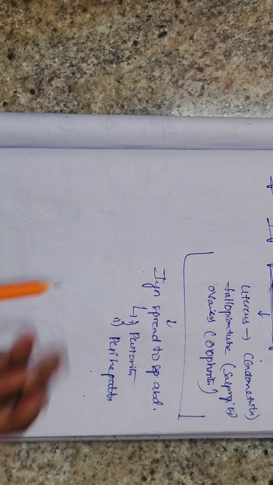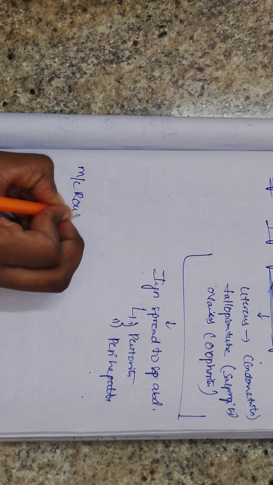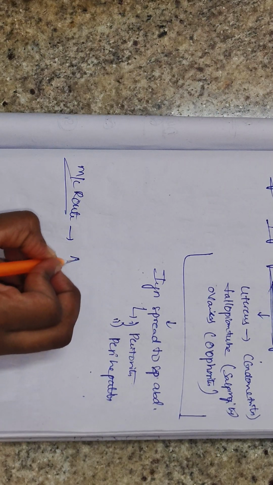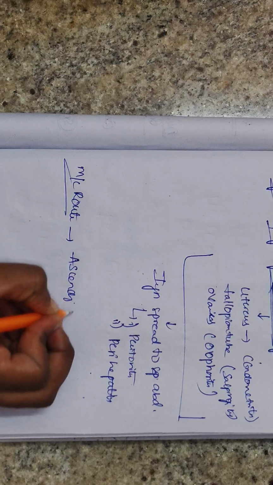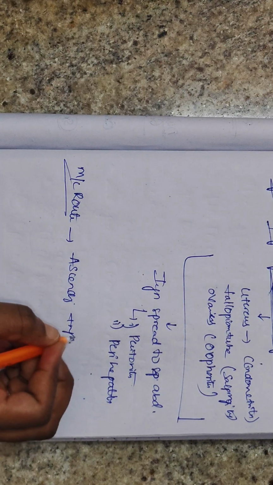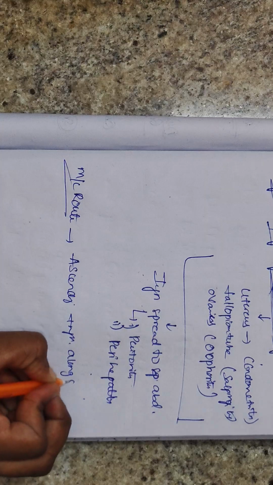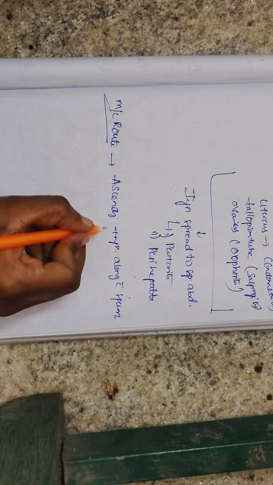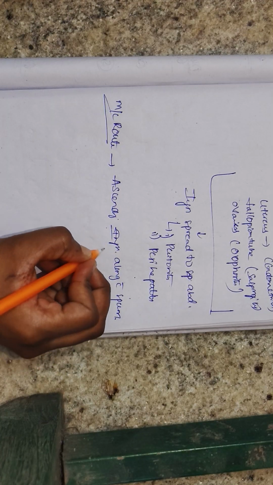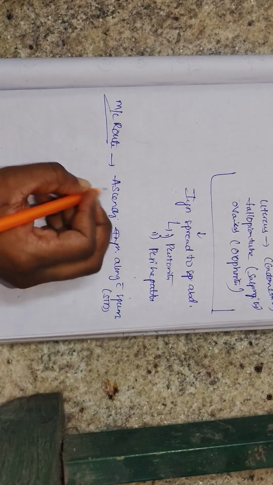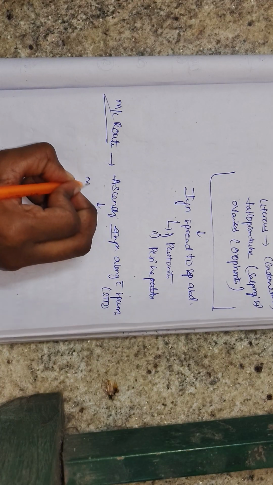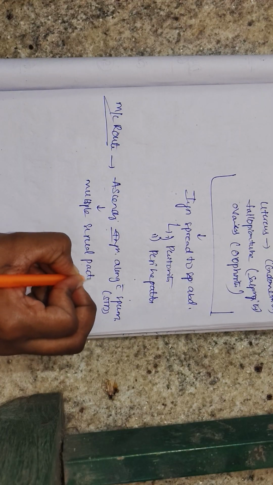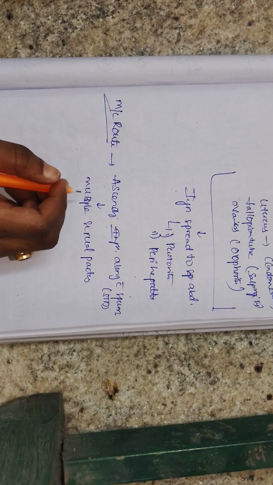Next, after the definition, you should remember the most common route. What is the route? The most common route is ascending infection along with sperm. Most common route, ascending infection along with sperm, means STDs. You can see this with multiple sexual partners. So ascending infection with sperms.